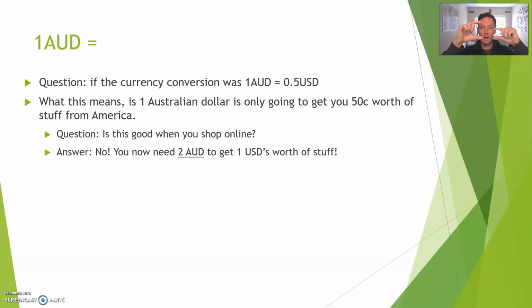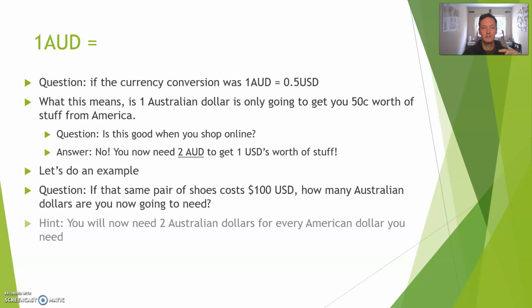Is that good when you shop online? Well, the answer is no. Because if that pair of shoes that you're going to buy was costing 100 American dollars, how many Australian dollars do you need when this is worth double the rate? Okay, so let's go through this as an example. If you want to buy that pair of shoes that's 100 American dollars, how many Australian dollars are you going to need? And the hint, you're going to need 2 Australian dollars for every 1 American dollar.